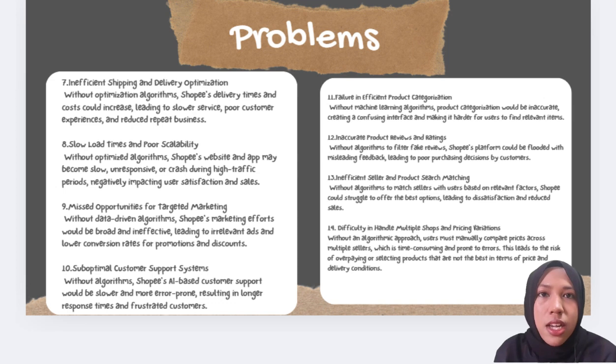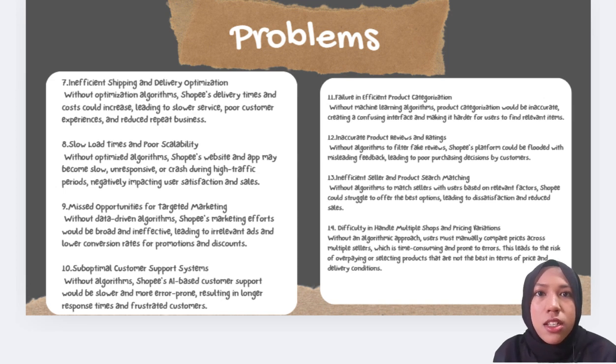promotion and discount. 10 is suboptimal customer support systems. Without algorithms, Shopee's AI-based customer support would be slower and more error-prone, resulting in longer response times and frustrated customers. 11 is failure in efficient product categorization. Without machine learning algorithms, product categorization would be inaccurate, creating a confusing interface and making it harder for users to find relevant items.